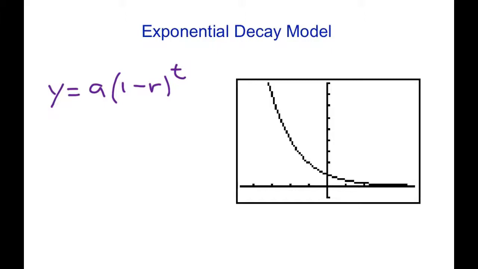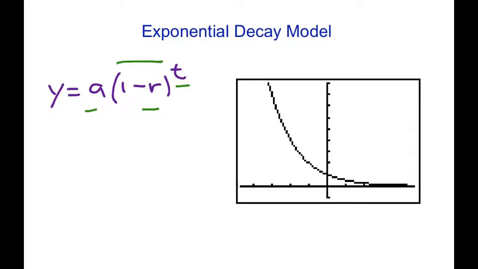All right, exponential decay model. This formula is very similar. Y equals a times the quantity 1 minus r. Instead of 1 plus r for growth, it's 1 minus r for decay, to the t power. A, once again, is our initial amount. R, this time, is going to be our decay rate, because now we're not growing, we're decaying. And t is still our time period. And this 1 minus r will be the decay factor.